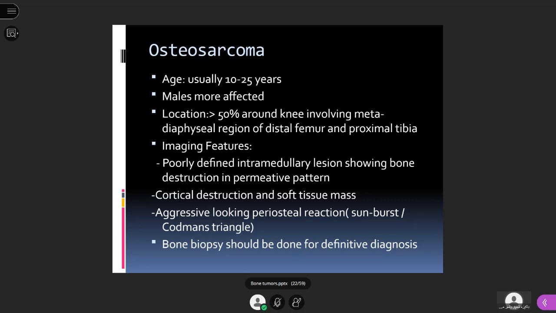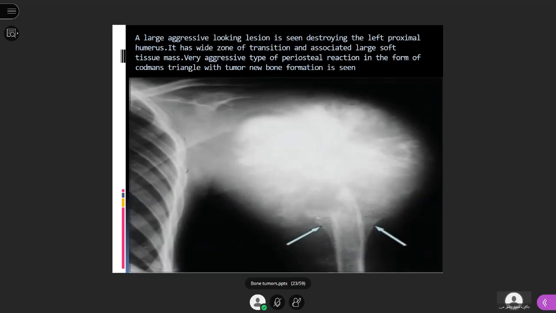Remember, for all bone tumors, the definitive diagnosis by obtaining the tissue is by bone biopsy, except for aneurysmal bone cyst, where you will not take the bone biopsy. I will tell you later why you will not take it. But for all other bone tumors, the definitive diagnosis is by bone biopsy.